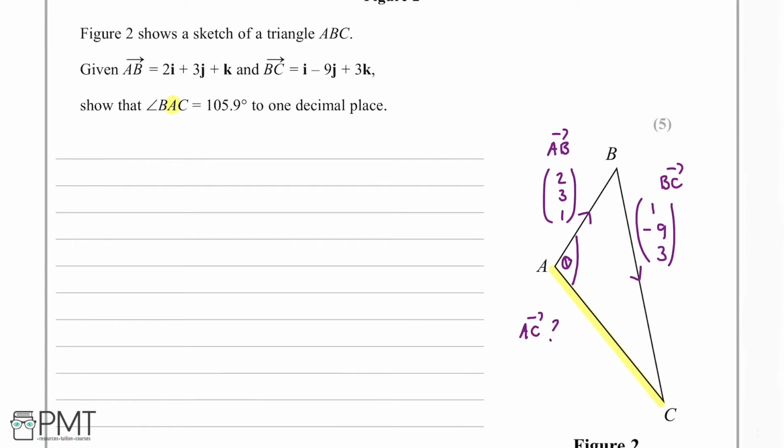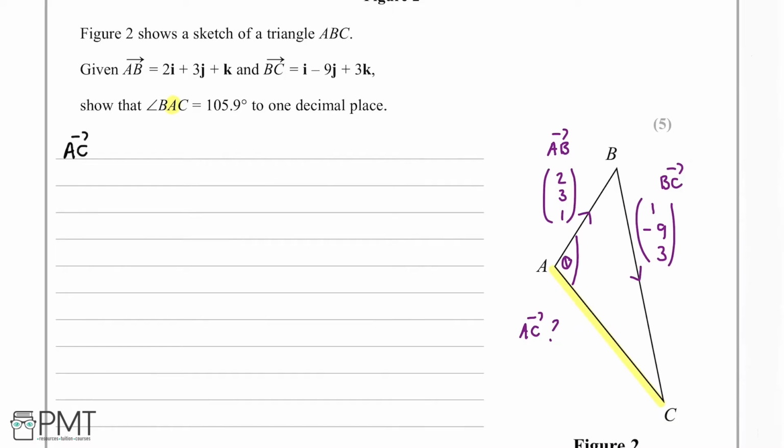And then we'll be able to use this to calculate what the angle is. So we know that we need to find what AC is. And we know that if we go from A to B and then go from B to C, this is the same as doing A to C. So therefore, we can work out AC as follows.